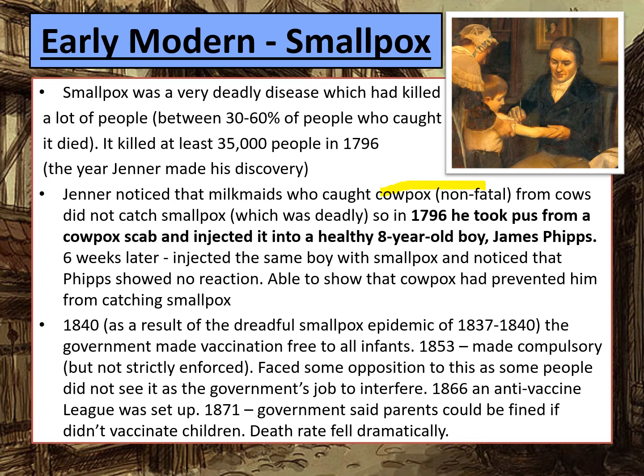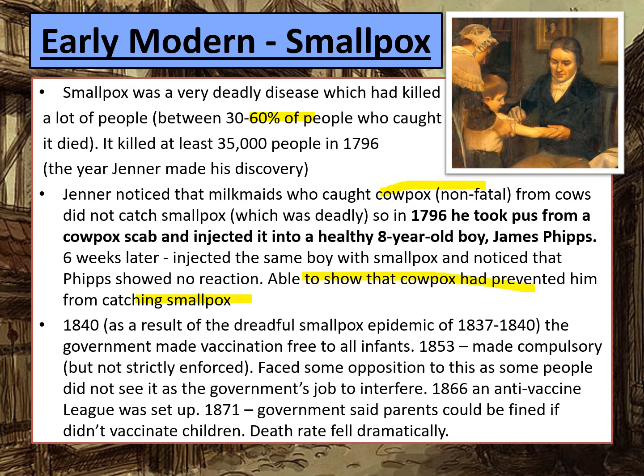So in 1796, he took pus from a cowpox scab and injected it into a healthy 8-year-old boy called James Phipps. 6 weeks later, he then injected the same boy with smallpox, a disease that was deadly and killed between 30 and 60% of the people that caught it, and noticed that this little boy showed no reaction. So he was therefore able to show that cowpox had prevented him from catching smallpox.